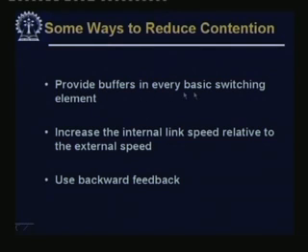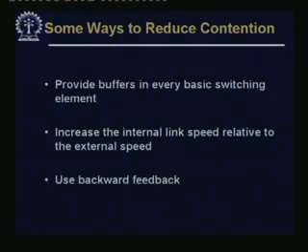Now, some ways to reduce contention are to provide buffers in every basic switching element, increase the internal link speed relative to the external speed, and use backward feedback. So, these are different techniques to reduce the contention. One is of course providing buffers, as I have already discussed. You could increase the internal link speed relative to the external speed.